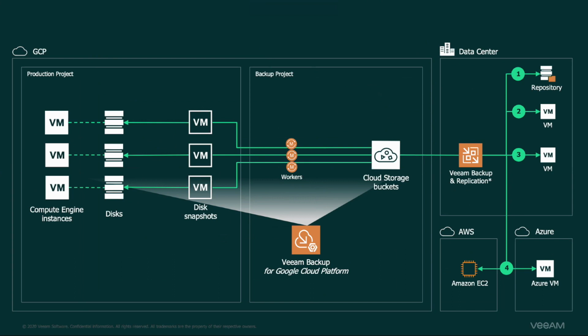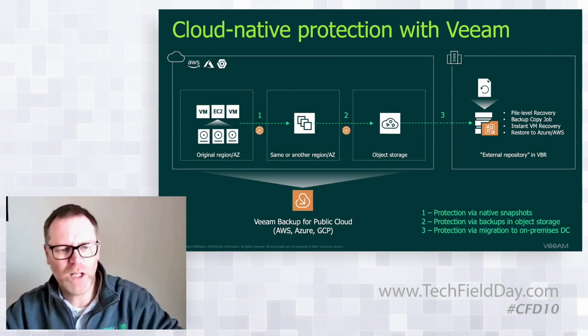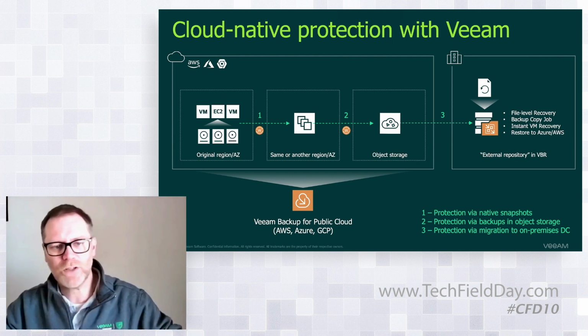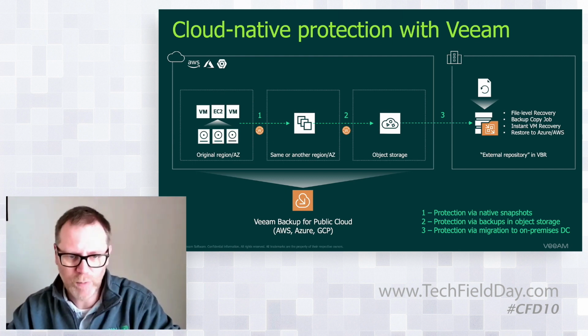So through Veeam Backup and Replication, that becomes the centralized data management. And then you just essentially point it to all your public clouds and build it out from there. So when we look at that, it doesn't matter what public cloud it's in, what availability zone it's in, whether you're leveraging snapshots or object storage, you can manage everything through Veeam Backup and Replication.